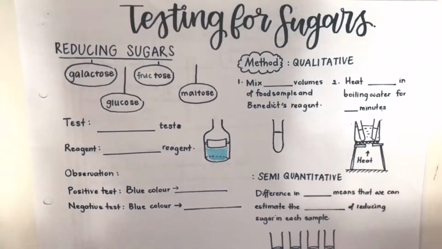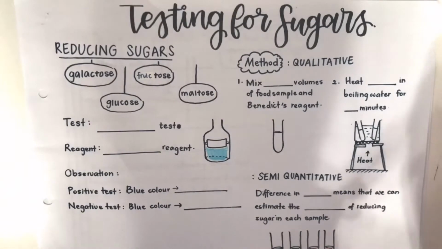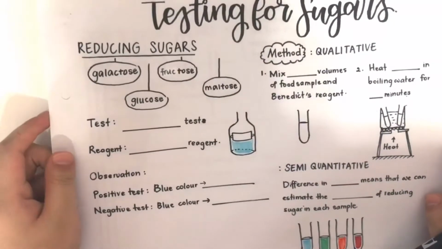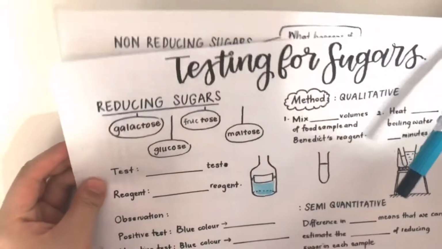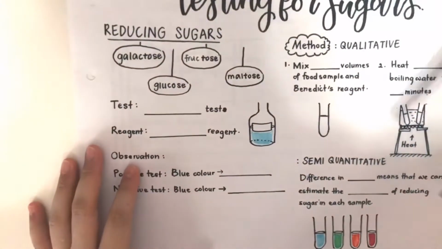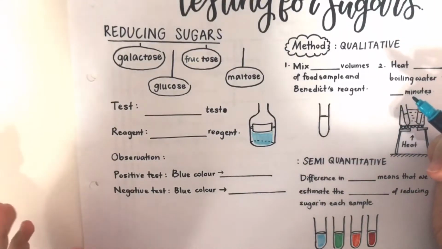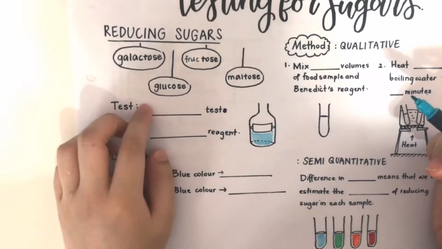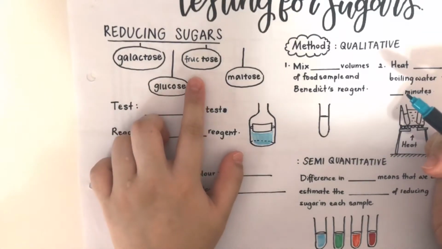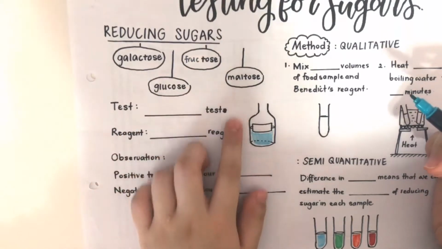Hi everyone, so today I'm going to explain testing for sugars. So the first thing we need to know is that there are two types of sugars, reducing and non-reducing sugars. Let's first concentrate on reducing sugars. So some examples would be monosaccharides such as galactose, glucose, or fructose. There are also disaccharides that are reducing sugars such as maltose.